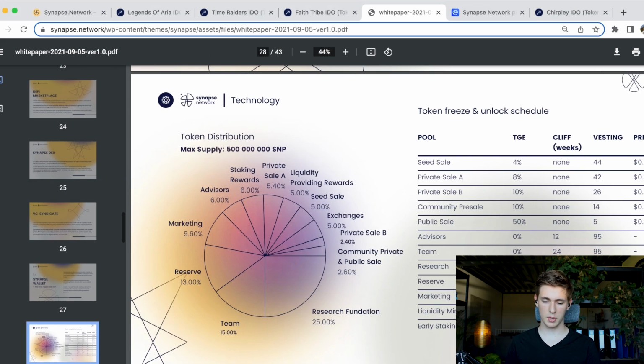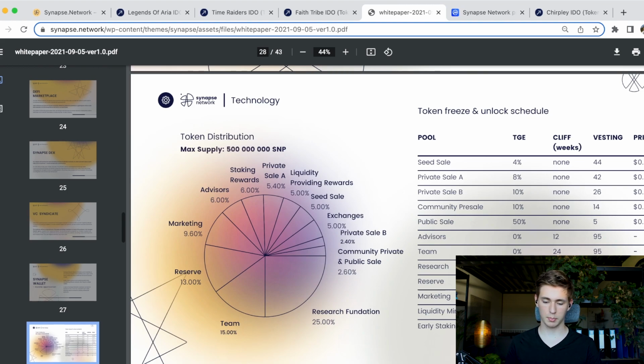Private sale 5.40%, staking rewards at 6, advisors at 6. It's quite high, by the way. Marketing 9.6, reserve will be 13. Team also quite high. Well, it's okay. I mean, it's average, 15%. Research foundation will be 25%.